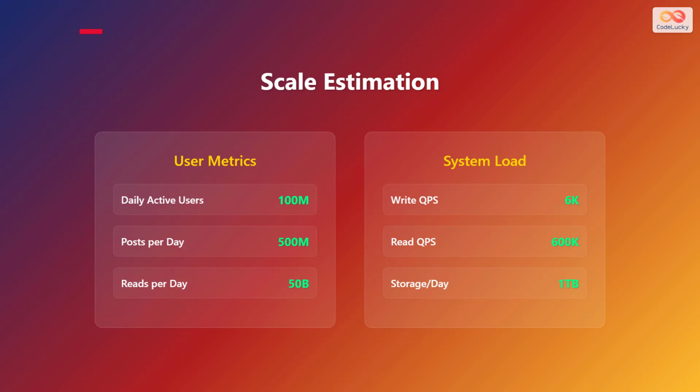Let's estimate the scale of our social media system. We anticipate having 100 million daily active users. These users will generate 500 million posts per day. Users will read posts 50 billion times per day. This results in 6,000 write queries per second and 600,000 read queries per second. The system will require 1 terabyte of storage per day to accommodate all of this data.